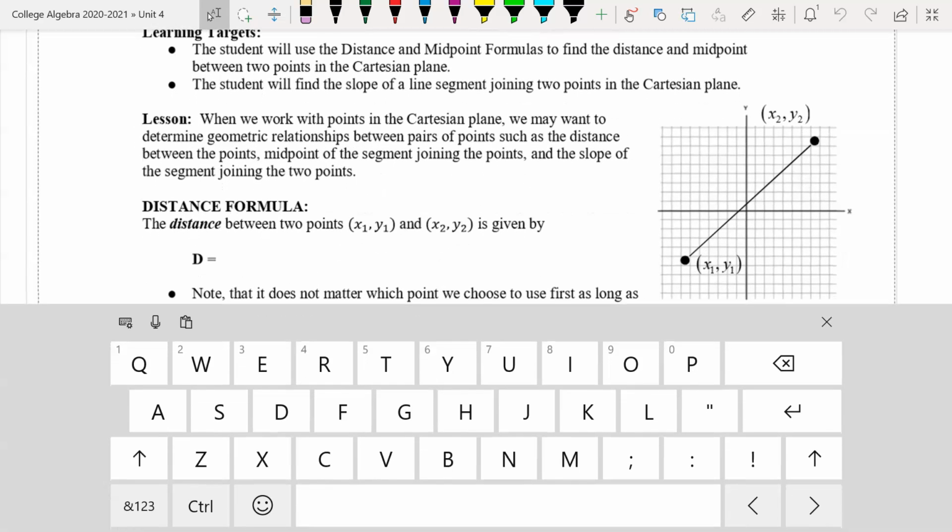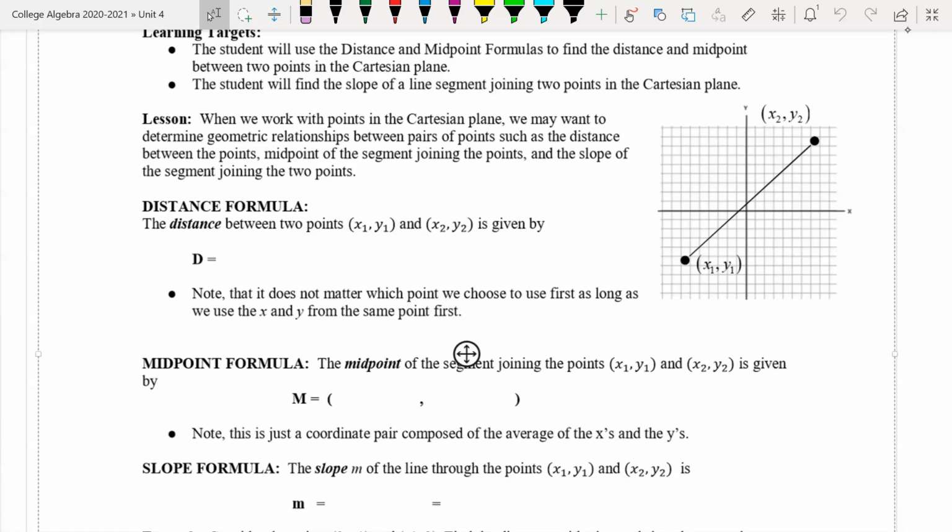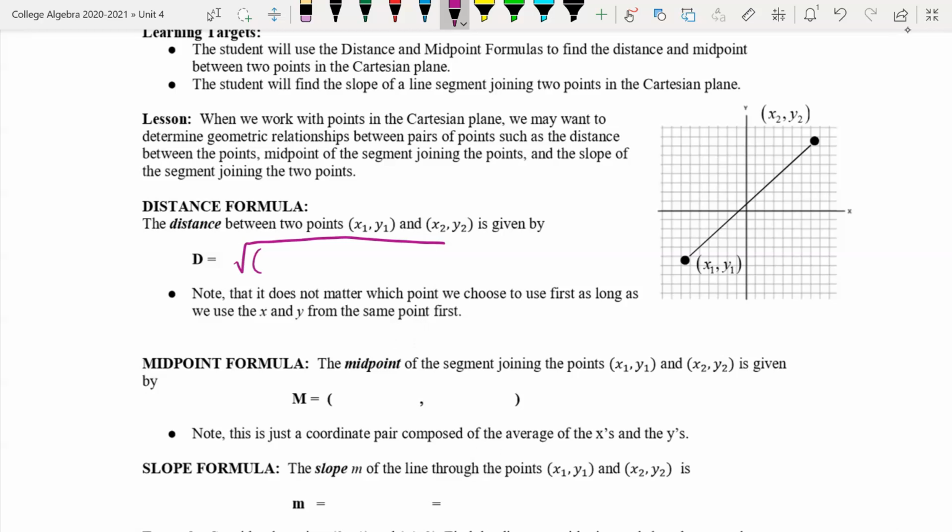So just as a reminder, the distance formula is the distance between 2 points, and we represent it as the square root of (x2 minus x1) squared plus (y2 minus y1) squared. It doesn't matter which point we choose to use first, as long as we use the x and y from the same point first in that equation.